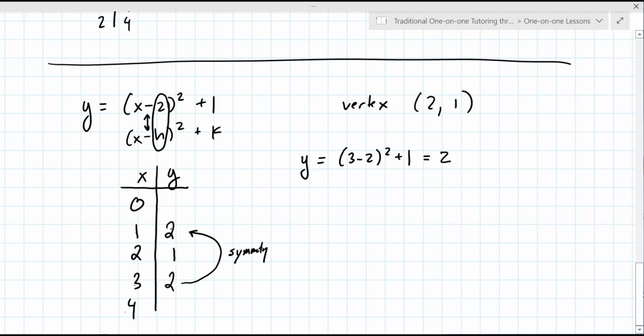And then we have a choice. We can either try 4 or 0. A lot of times 0 is a good number, but because we're subtracting, usually want the bigger number there. 4 minus 2 is 2. 2 squared is 4. 4 plus 1 is 5. And if you're careful there, you've got that next point.